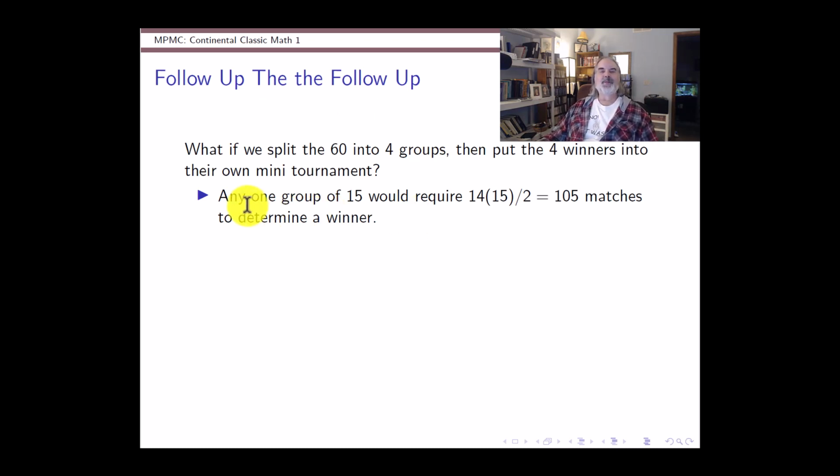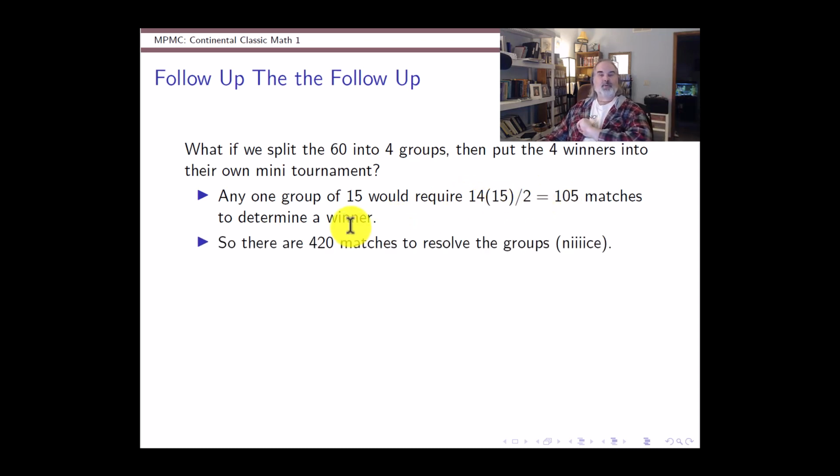All right, let's run those numbers. So a group of 15 would require 14 times 15 divided by 2 matches to finish that one round. That's 105 matches in any one of those 4 groupings, right? So 4 of those, 105 per group, 4 groups, that's 420 matches to resolve the groups.